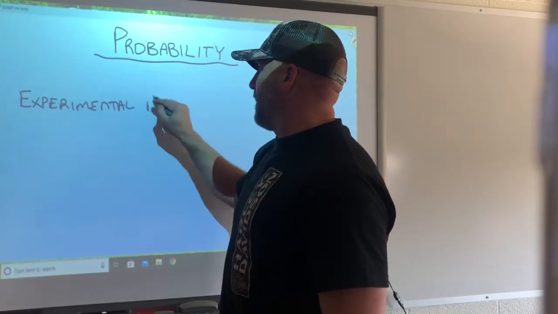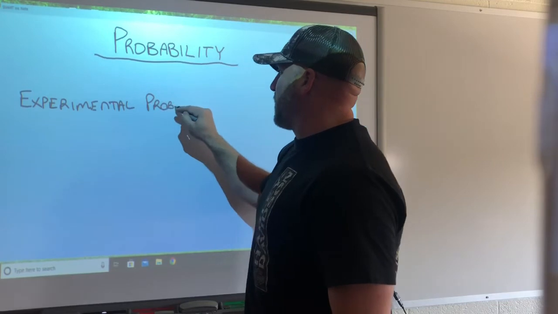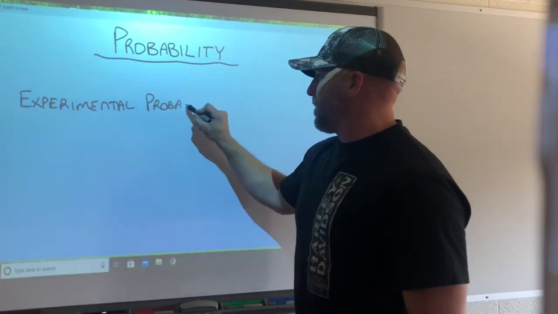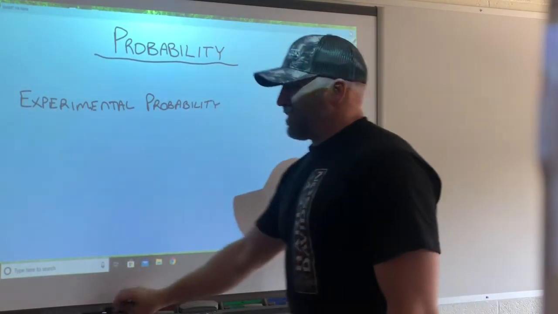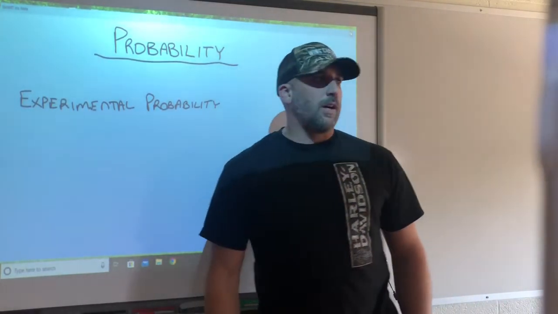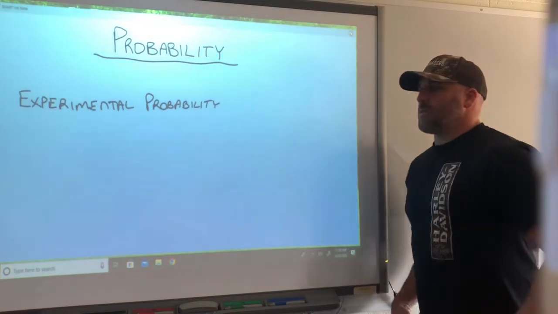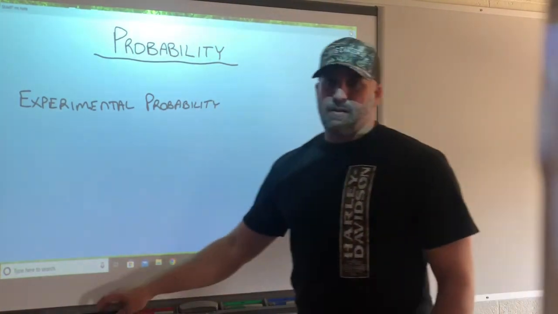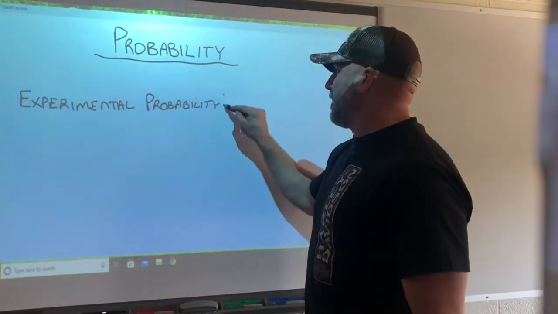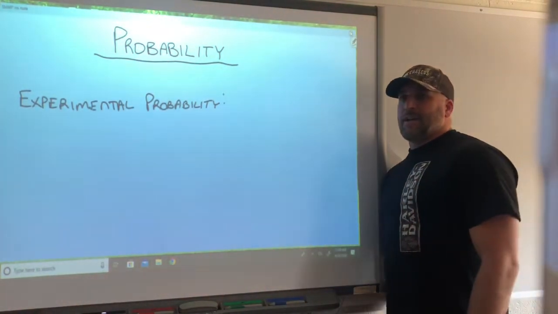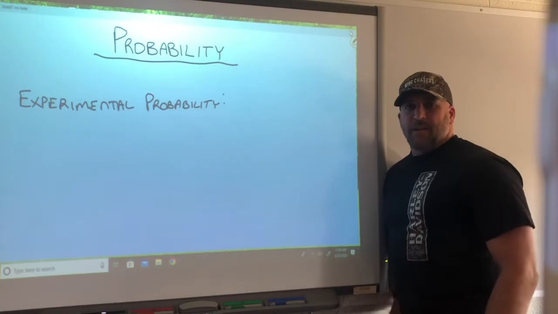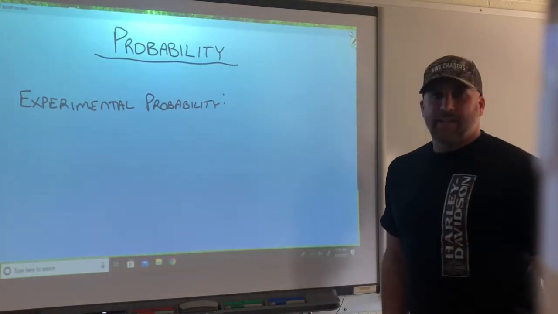Experimental probability are chances. Again, probability means chance. Probability that something will happen, but it's not based upon the possible outcomes. It's really based upon the idea of what really happens. I always use this example in class of getting struck by lightning. We all know that that's an unlikely occurrence.